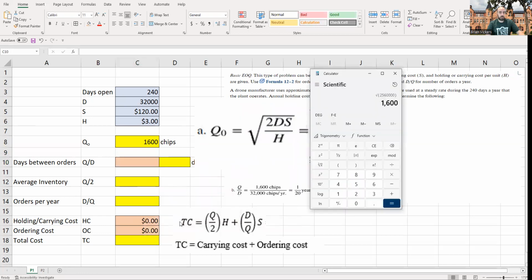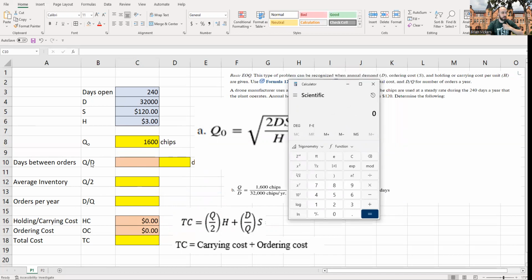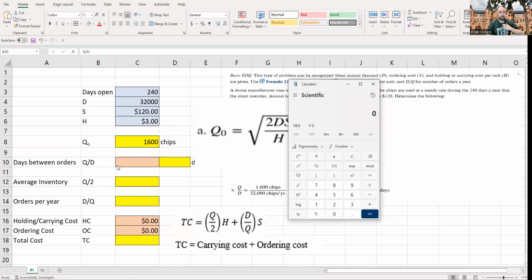And then the next thing I want to do is figure out how many days I am going to go between orders. So from here, I can take the quantity and divide it by the annual demand. This is how much I'm going to order, and this is my annual demand. So the amount I'm going to order is 1,600 divided by D, 32,000. And I get 0.05. What does that mean in days? So this means that 5% of the days we're open, I'm placing an order.